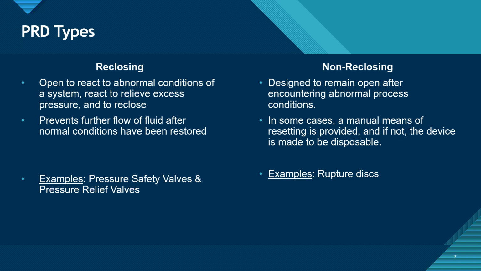Moving into the non-reclosing PRD type, they're designed to remain open after encountering abnormal process conditions. In some cases, a manual means of resetting is provided. If not, the device is made to be disposable. A prime example of this would be a rupture disc.